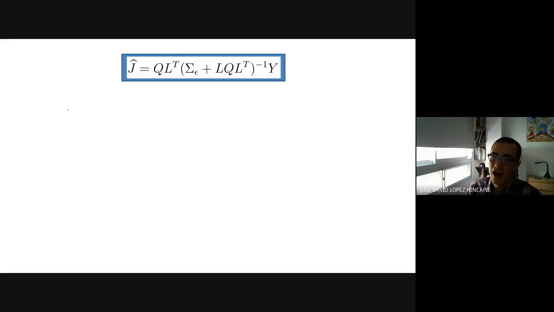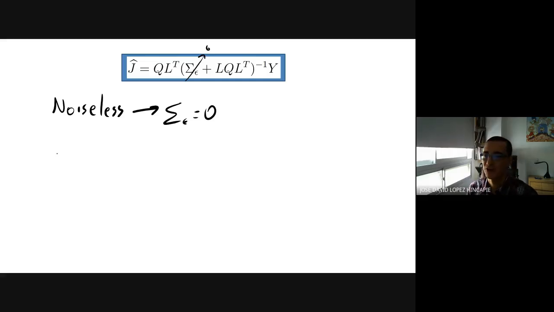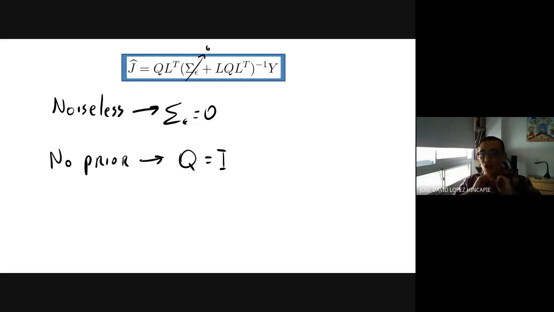Look at this. What happens if I have no noise? If I don't have noise in my environment, it will mean that my noise variance will be zero. Then I will say that I don't have any prior activity. So if I have no prior, I will say that Q is the identity matrix. So it means that all my possible sources could be active at the same time because I have no idea which one is the active one and which one is the off.